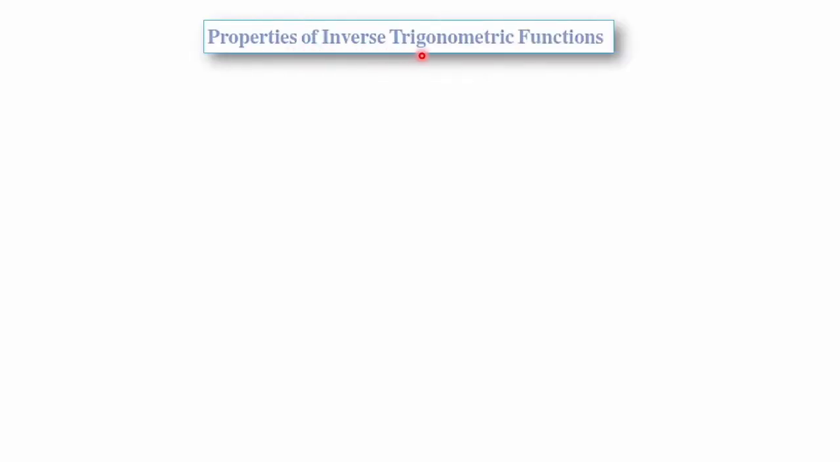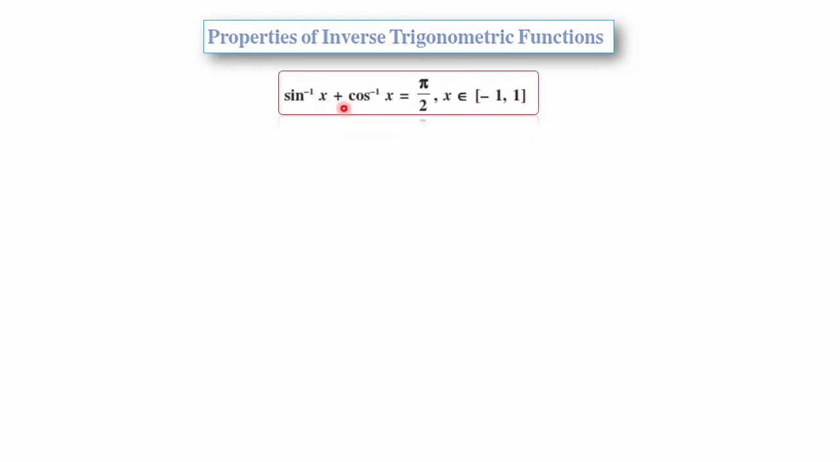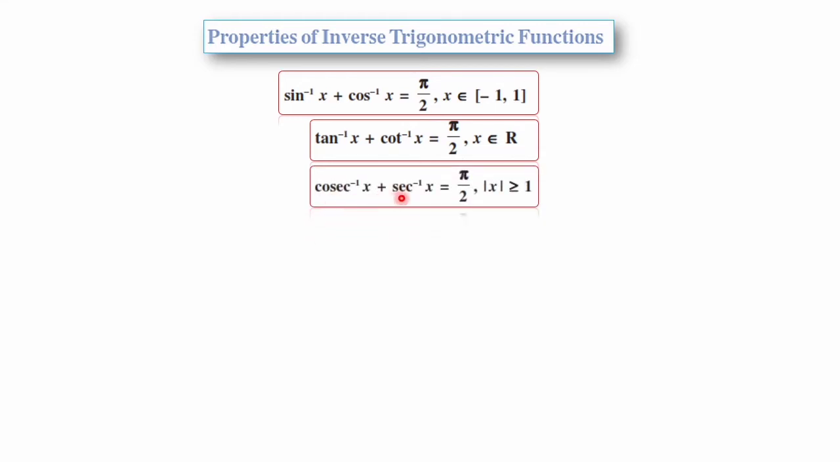Next we shall discuss some more properties of inverse trigonometric functions. Here we will discuss 3 more inverse trigonometric formulas, that is sin inverse x plus cos inverse x is equal to pi by 2. The second one is tan inverse x plus cot inverse x is equal to pi by 2. Finally, cosec inverse x plus sec inverse x is equal to pi by 2. Here we have to group the 6 inverse trigonometric functions from sin to cot as sin and cos one group, tan and cot another group, cosec and sec the last group.